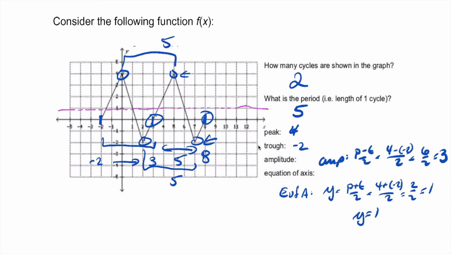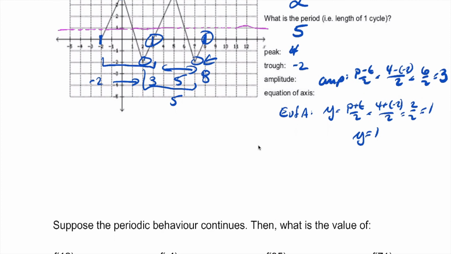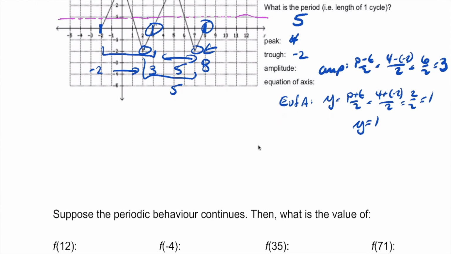And the nice thing about drawing a graph is that that should be the middle of my graph. In other words, in between my maximum and minimum. And that looks like it is correct. So now we're given some other questions on here. Assuming that this periodic behavior continues, then what is the value of?